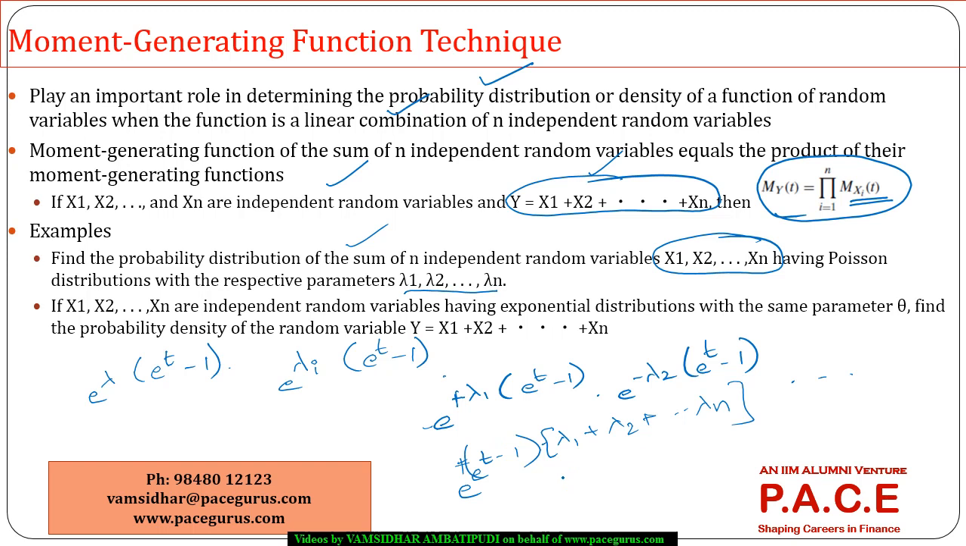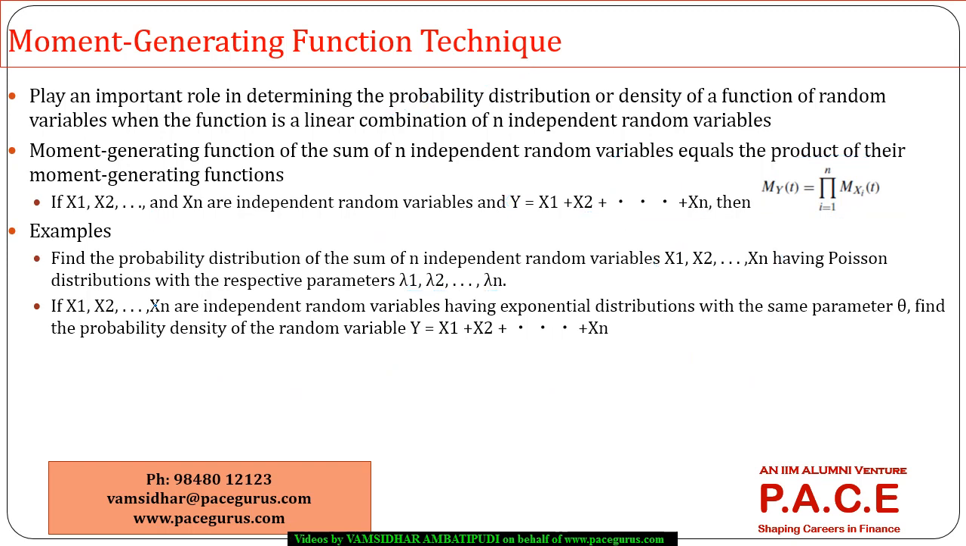So the distribution of the sum of independent random variables having Poisson distributions with parameters lambda 1, lambda 2, lambda 3, and so on, will also be a Poisson distribution with parameter lambda 1 plus lambda 2 plus lambda n. Especially for two variables, it is a Poisson with lambda 1 plus lambda 2. For three variables, again it's a Poisson with lambda 1 plus lambda 2 plus lambda 3, and so on.